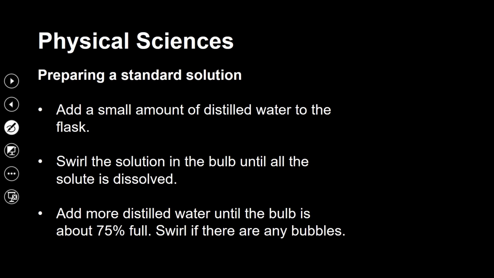Now, furthermore, we will add a small amount of distilled water. This should be pure water, not contaminated. The swirling part says to us that we want to dissolve it completely. Remember, we want to form a homogeneous solution. Then we add more distilled water until the flask is about 75% full. Then we make sure the bubbles are taken out so that it's an accurate solution. Hence, we're saying it's a standard solution.